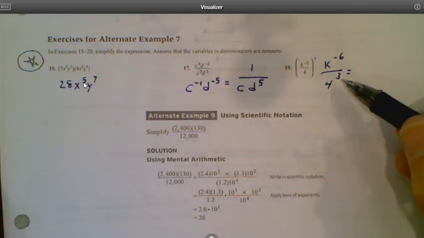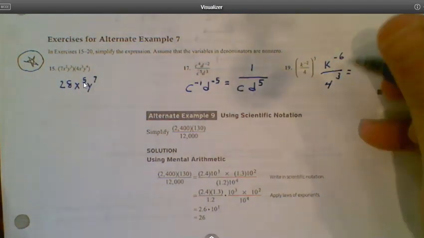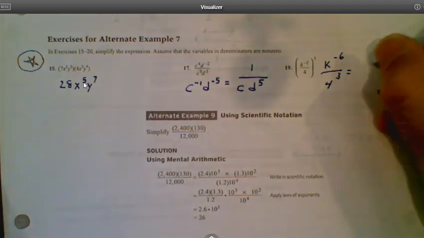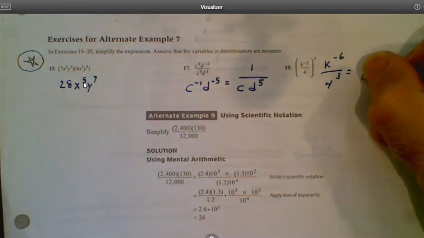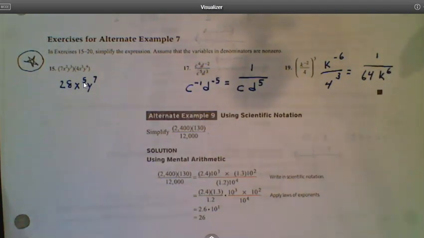Remember, if an exponent's already positive, you want to leave it where it's at. So this one is going to stay on bottom, and the k is going to come down with it. So we got 4 to the third, which is 64. Bringing the k down so that his exponent can become positive.